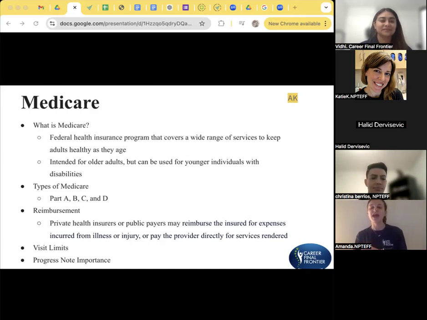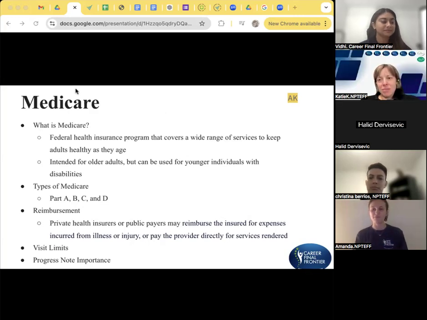What happens, like we talked about before, is that Medicare will pay for part of it, but the payer, which is the patient in that case, is also responsible for a part of it too. So essentially, reimbursement in a nutshell is that private health insurers or public payers may reimburse the insured for expenses incurred from the illness or injury, or pay the provider directly for services rendered.